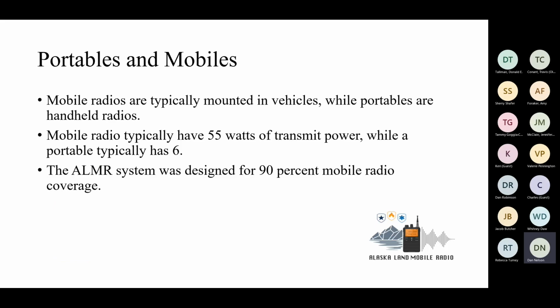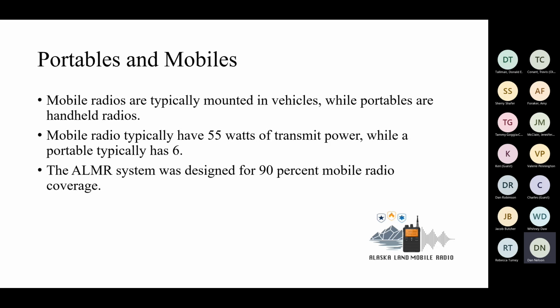So talking a little bit about radios themselves, these subscriber units. The two main types of units that you're going to be looking at are portables and mobiles. When we talk about portables and mobiles, portable is obviously the handheld radio. It's on somebody's belt, it's in somebody's hand. Where a mobile is when we talk about the vehicle-mounted radios.